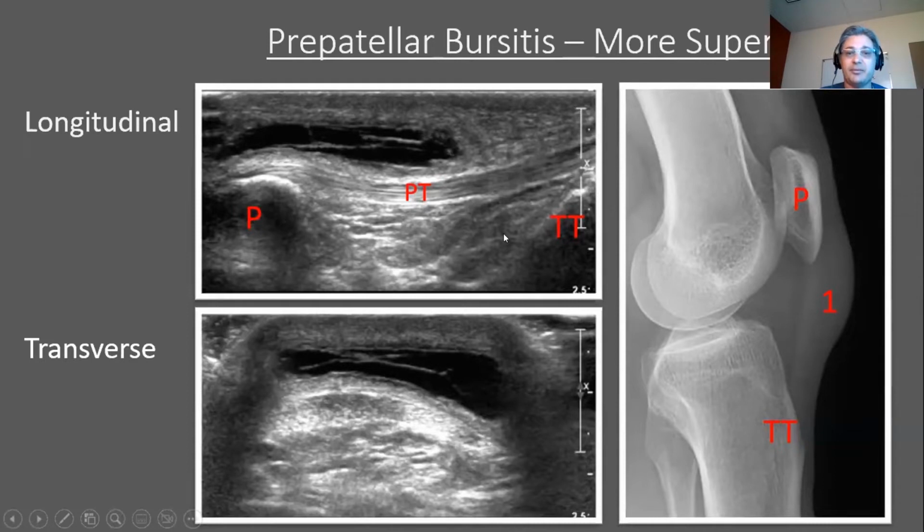Here's the patella here. Here's the tibial tuberosity here. We have our patellar tendon coursing from one bone to the other. Anterior to the patella and proximal patellar tendon, we have here a mostly simple appearing cystic mass with some internal septations. Again, the key here is to recognize that there's a known named anatomic bursa in this area.